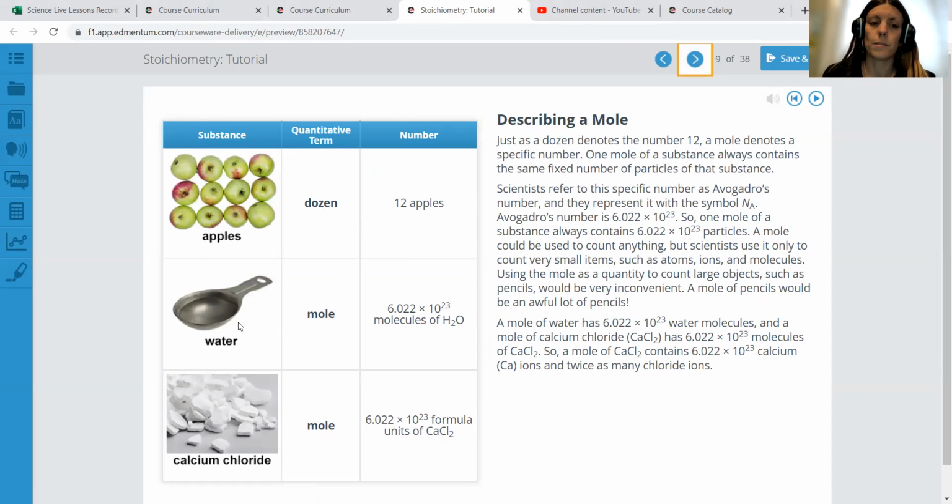Water. Look at the substance here. We have water. Quantitative term is a mole, and it is 6.022 times 10 to the 23rd power molecules of water. Calcium chloride measured by mole, 6.022 times 10 to the 23rd power formula units of CaCl2, calcium, 2 chloride. Okay.